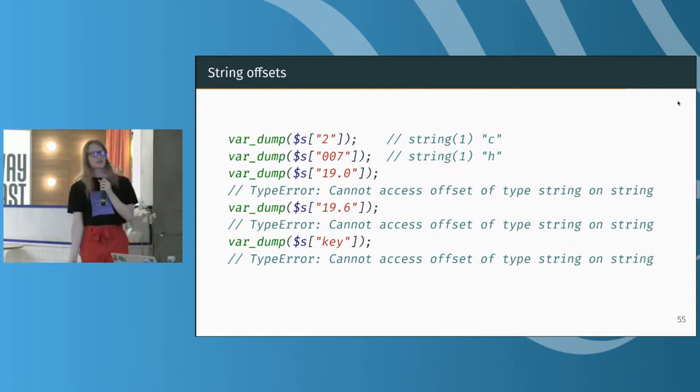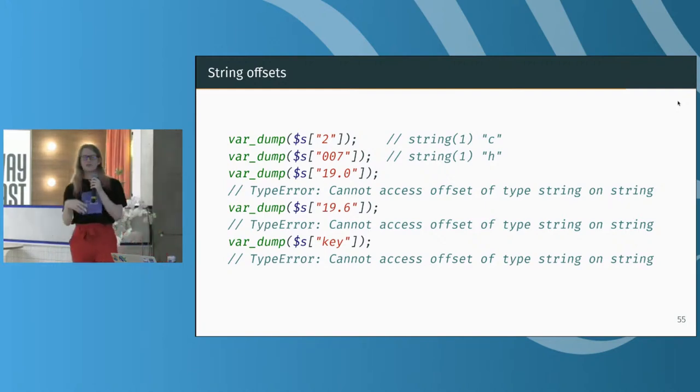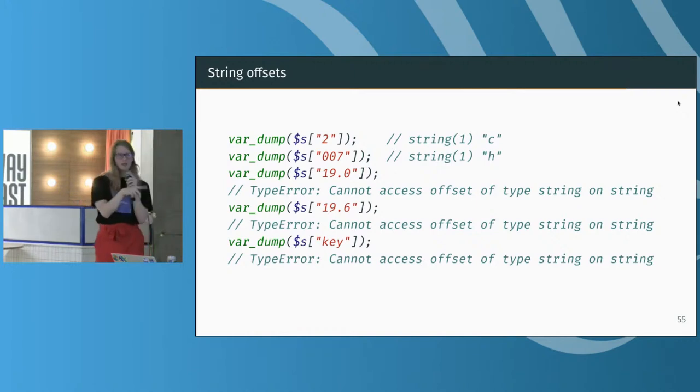And yeah, even the same thing with strings. But then it kind of works with numerics. It will accept 2 and 007, but it will not accept 19.0. Although it will accept a float, which is 19.0, it will just not accept any random string. So you'll just get errors.